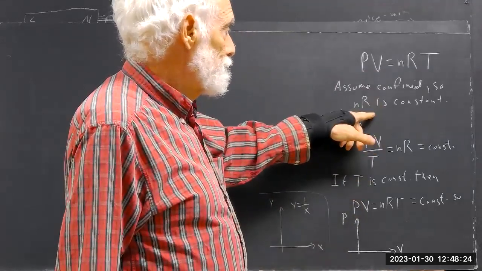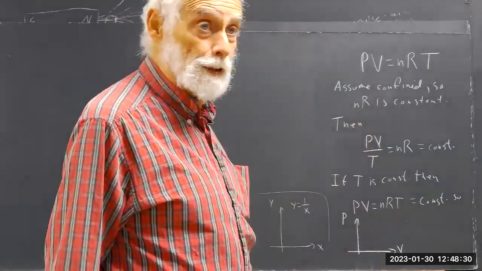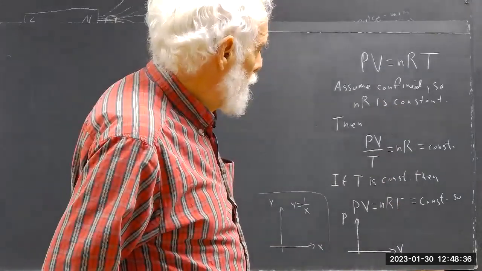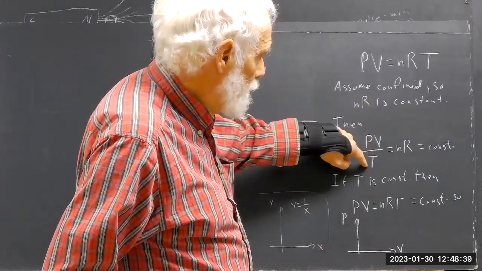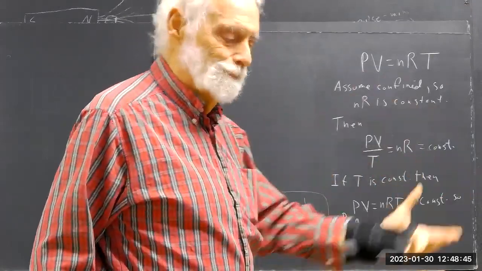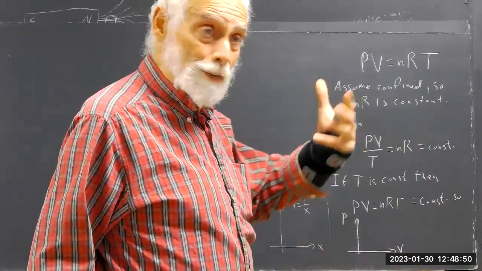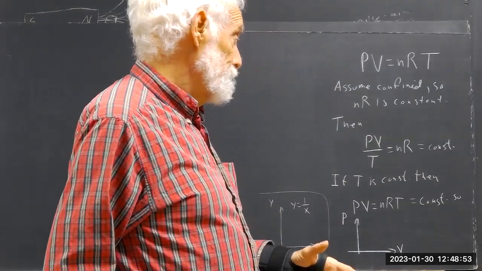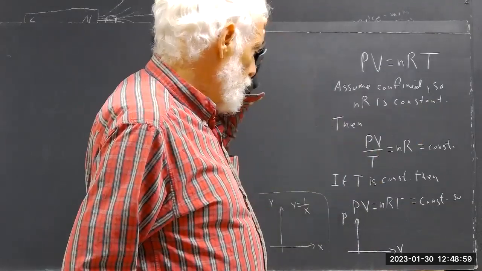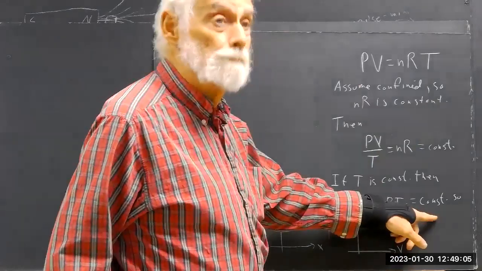If n is constant, R is constant, then nR is constant, so PV over T is constant. Meaning, of course, if you know P, V and T, you can figure out how many moles you got. If you know the composition of the gas, you know the molar mass, you look up and remember the atomic numbers. And you've got that. Okay, anyhow, if T is constant, then PV equals nRT, which is constant.